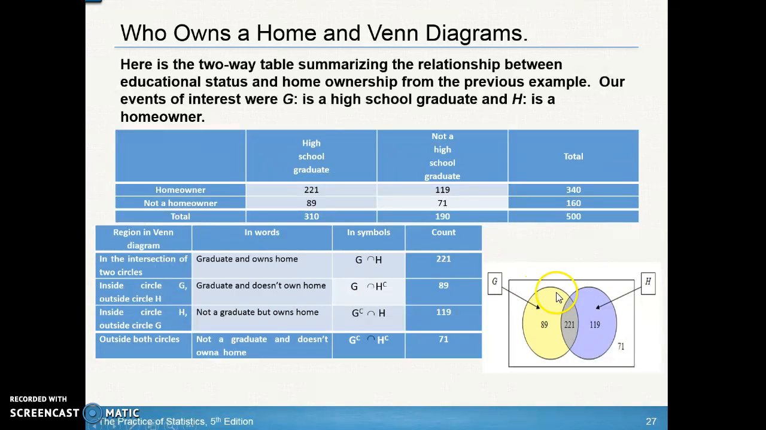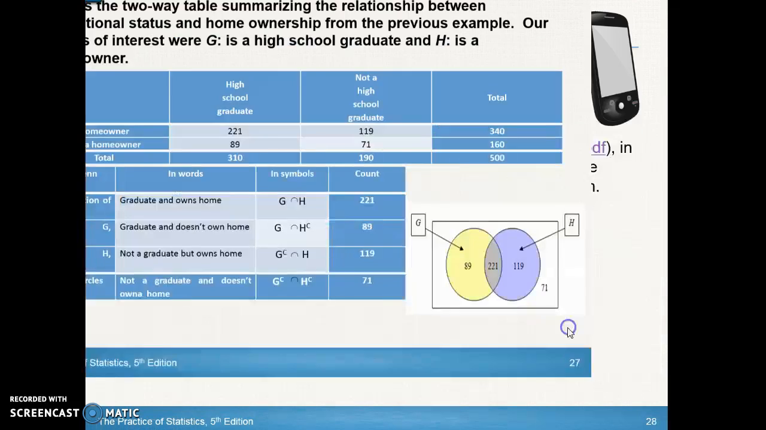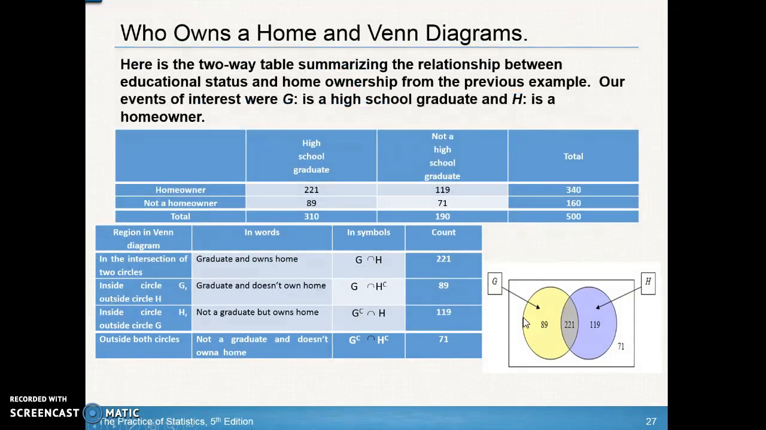So if I'm going to shade this in, I'm going to shade in all of G, and H complement, I'm going to shade in everything outside of H. So I don't want this piece right here, this 221. I don't want this 221, so just the 89. You say, well, why don't I include the 71? Because it has to be inside of G, okay? Not a graduate, but owns a home.